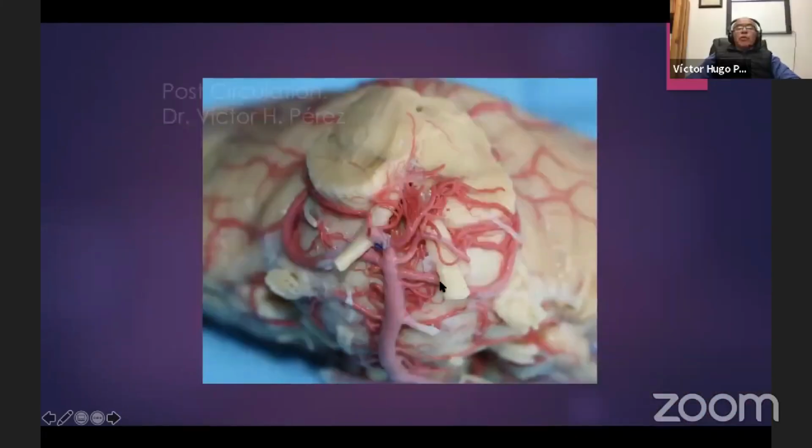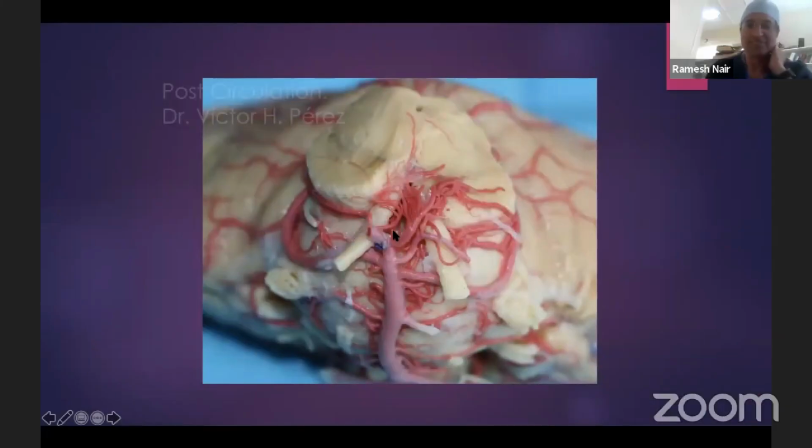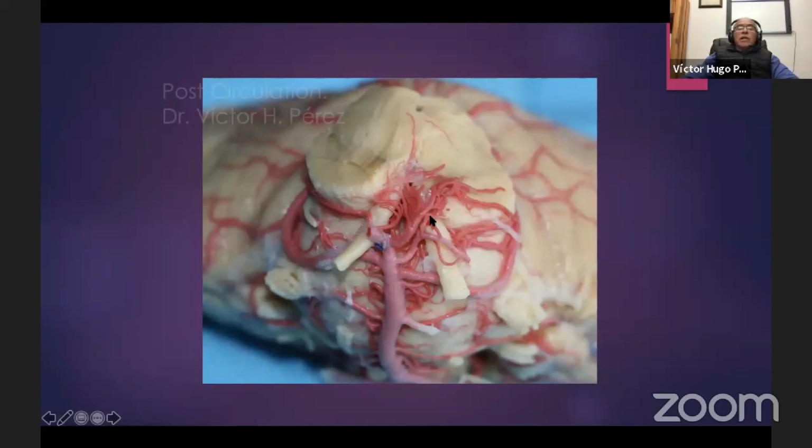Here we have a superior view of the basilar tip of these arteries. This is posterior cerebral artery, giving rise to numerous branches that are going to the brain stem.